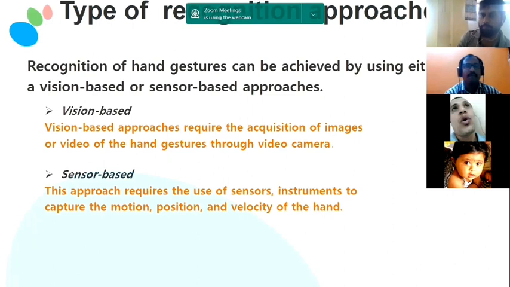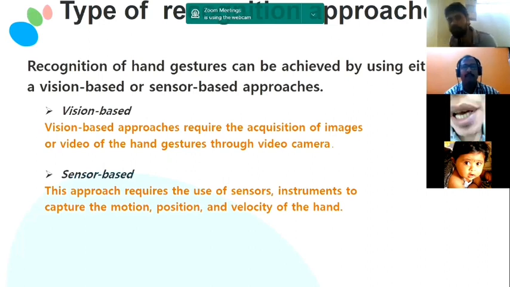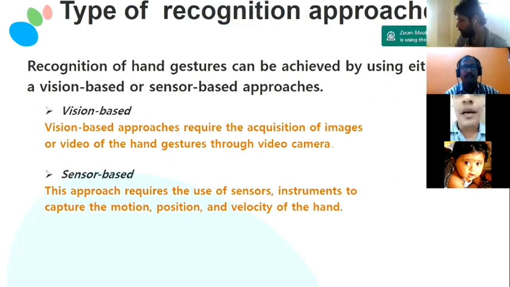The sensor-based approach captures the sign language from deaf and dumb people by sensors, like gloves. When the hand moves, a signal is generated, and this signal is converted into data by Arduino or other hardware. We are interested in the vision-based approach that depends on the camera, because the sensor-based approach is costly, and deaf and dumb or disabled people can go to any place.